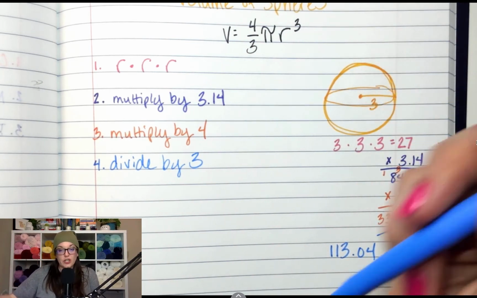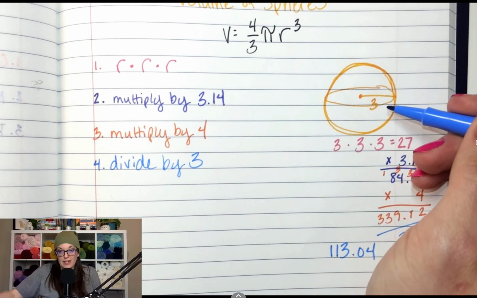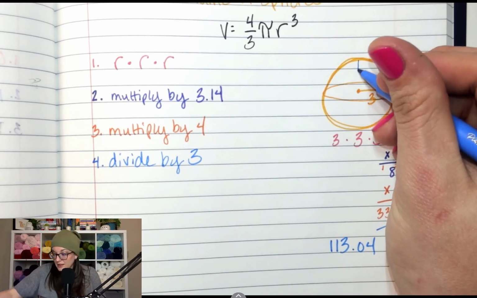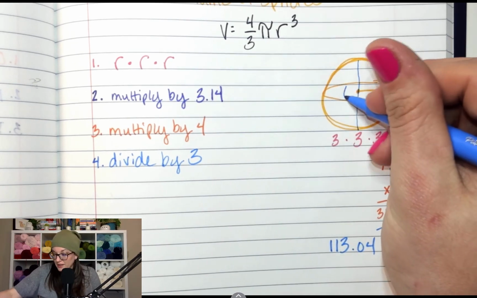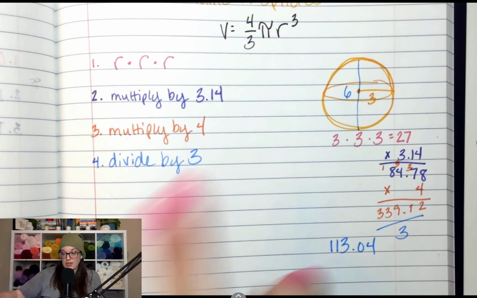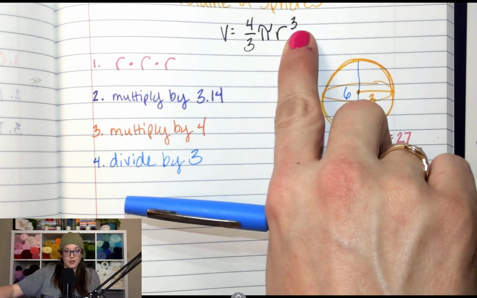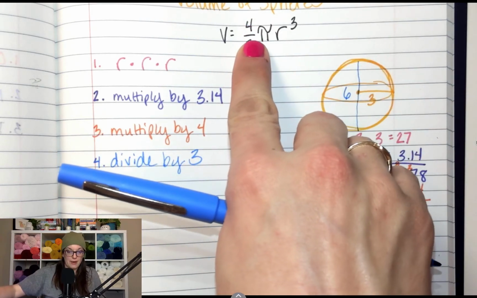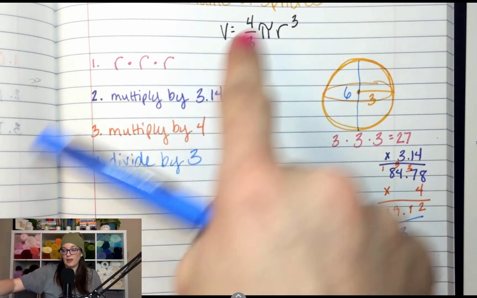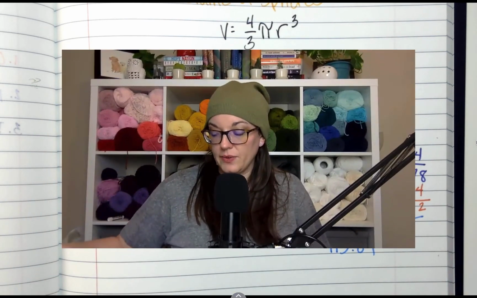So again, just to go over it, you need radius. If they give you diameter, like this, the diameter would have been 6 here. We need radius. Radius times radius times radius because it's to the third. Then go ahead and multiply it by pi. Then multiply by 4, divide by 3.